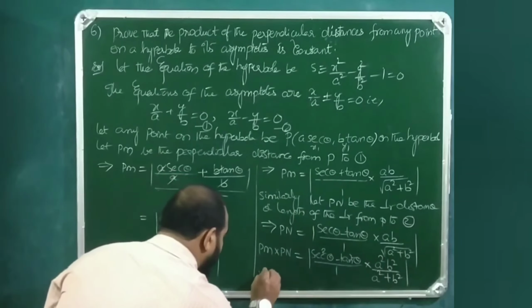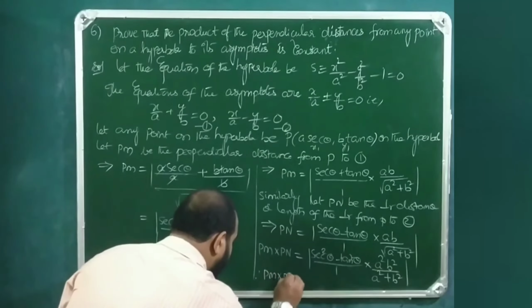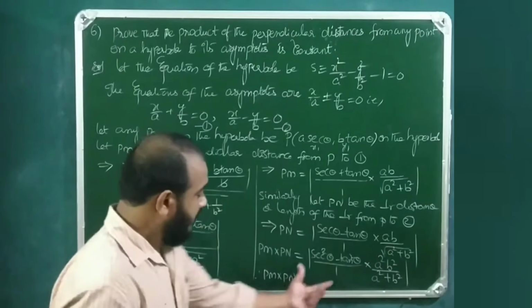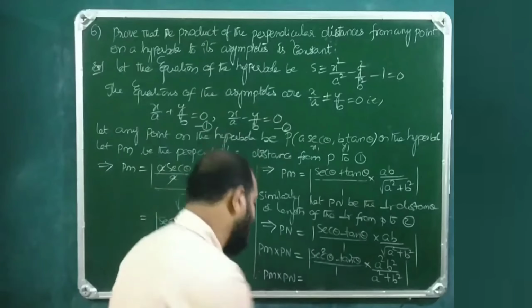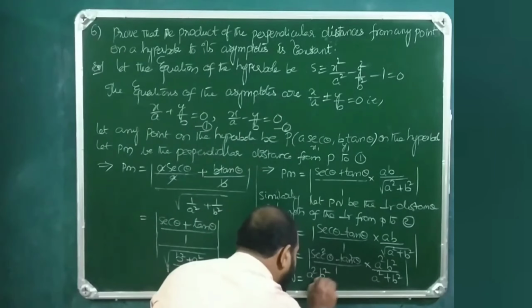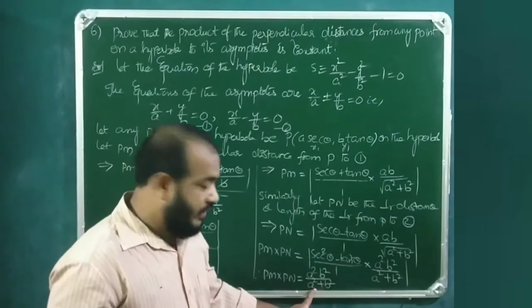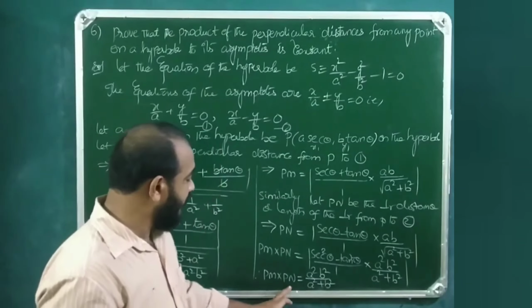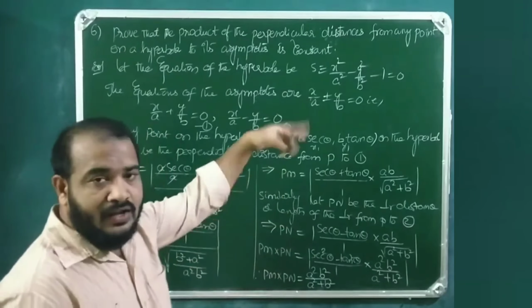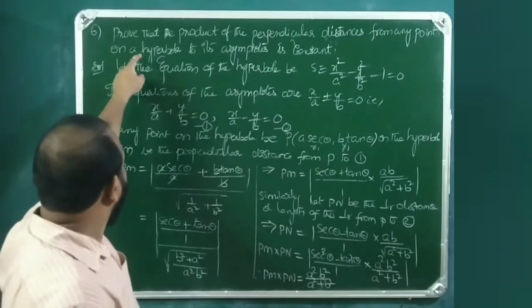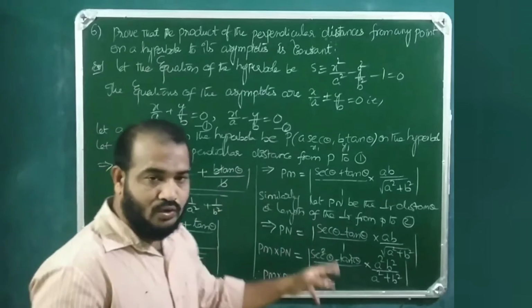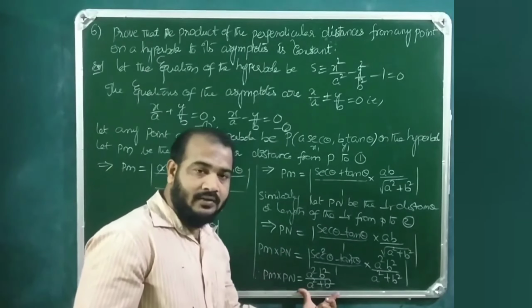Therefore, PM into PN is equal to, this value is 1, into this, a square b square by a square plus b square, which is free from variables x and y. Therefore, the product of the perpendiculars from any point P on the hyperbola to the asymptotes is a constant.